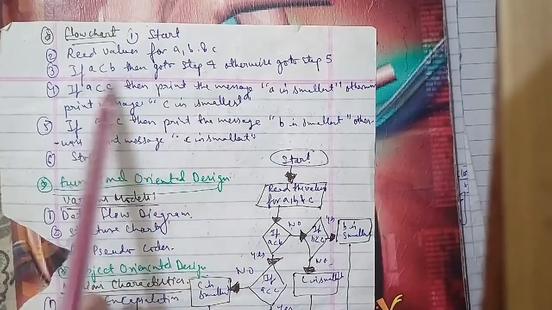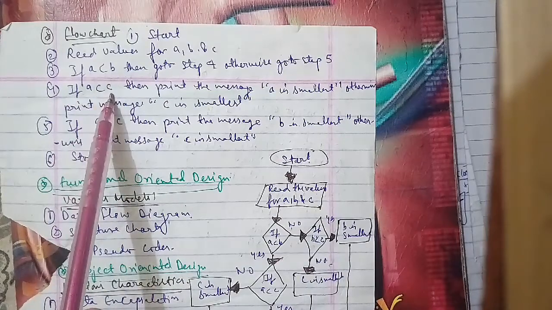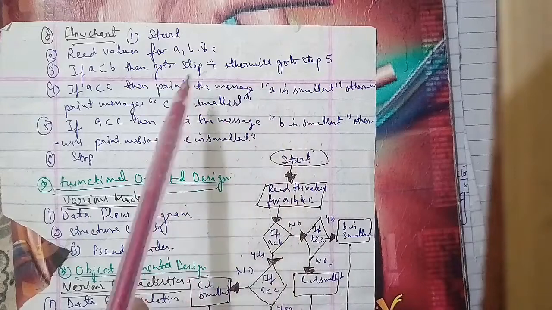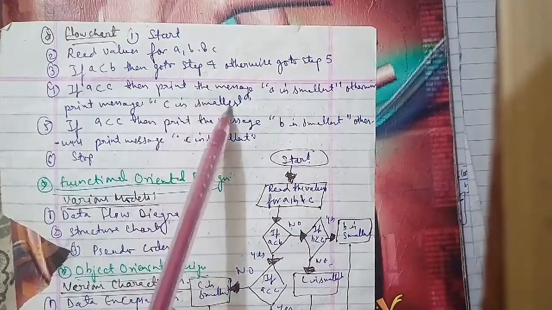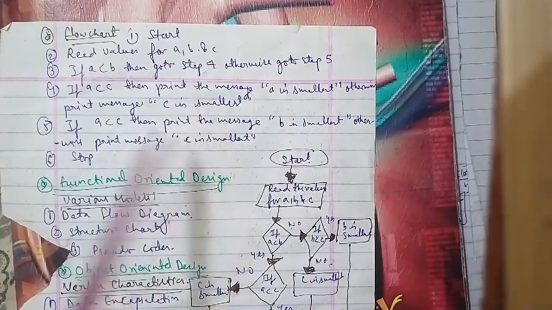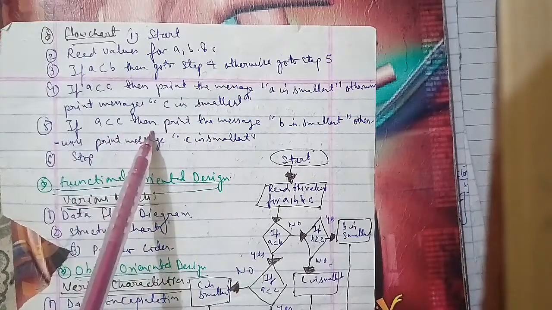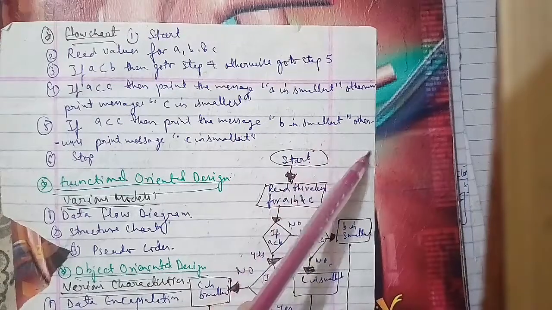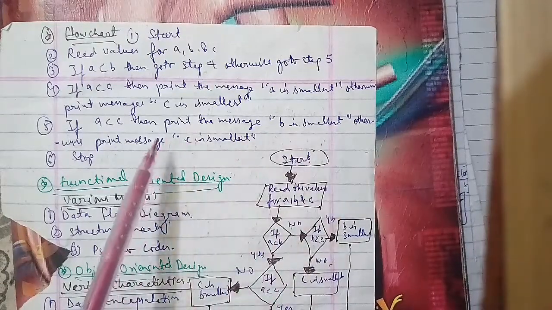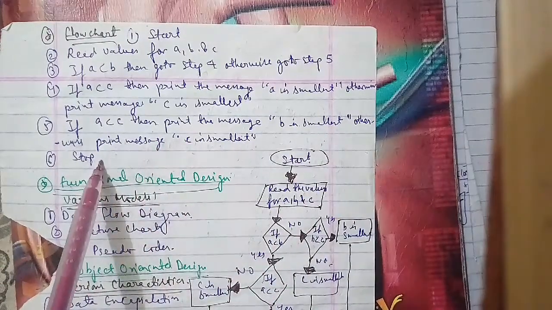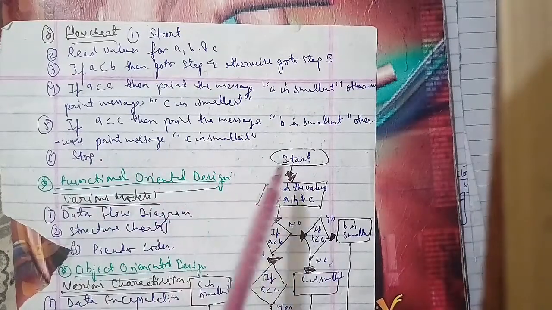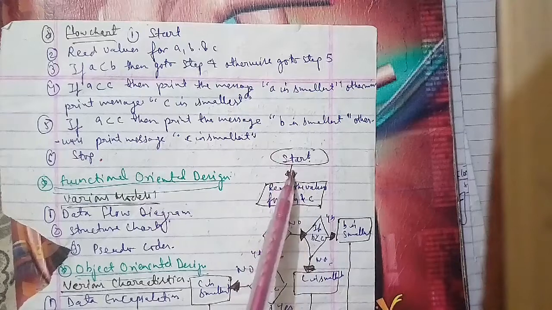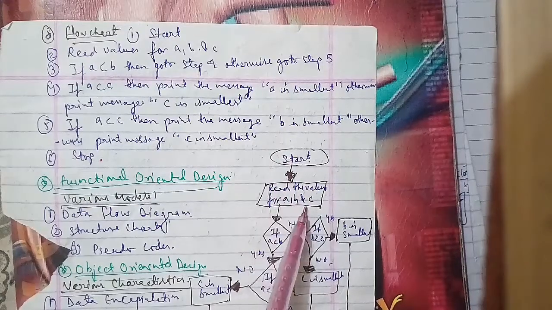The flowchart for this has been given here. First we have to start, then read the values for a, b and c. Then if a is less than b, of course if it is yes, you go ahead and check if a is less than c. If it is no, then check if b is less than c. If it is yes, then b is the smallest, and if b is less than c is no, that is false, then c is the smallest here.